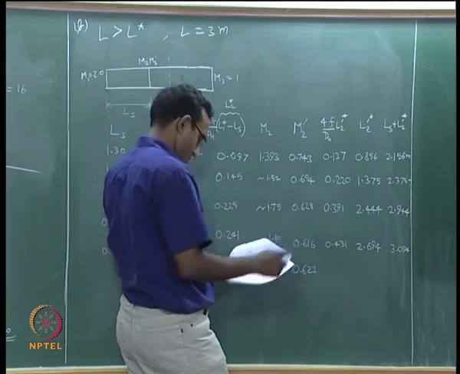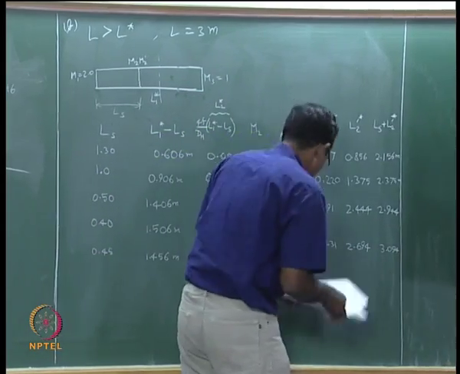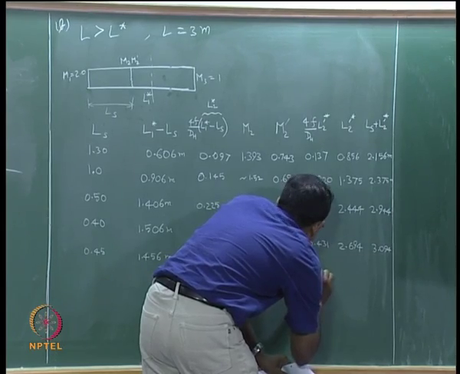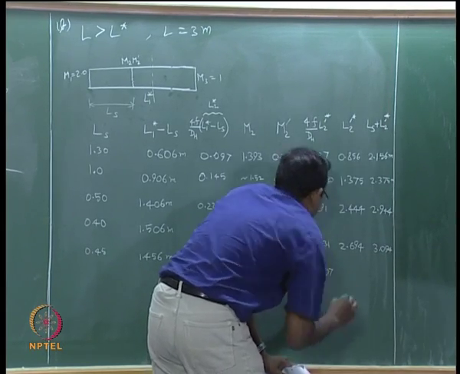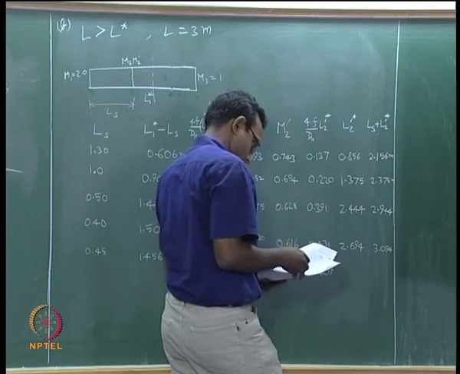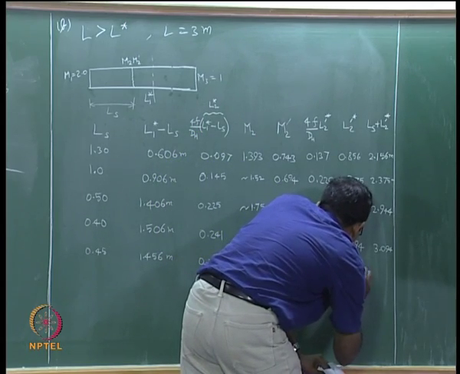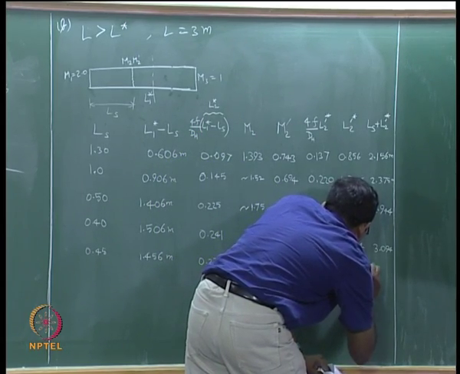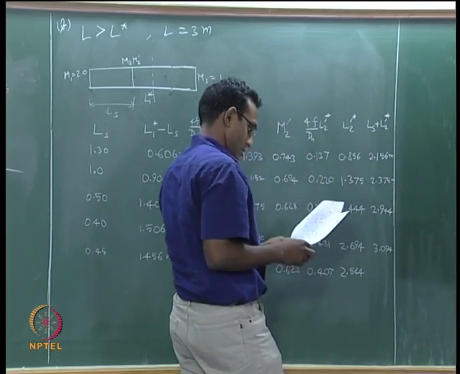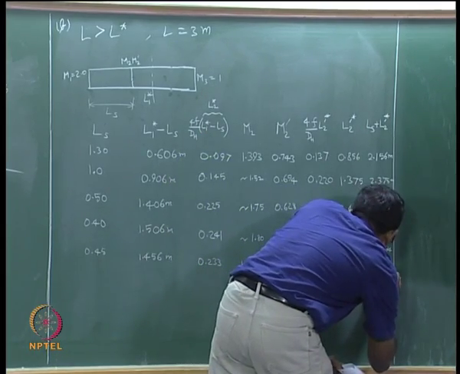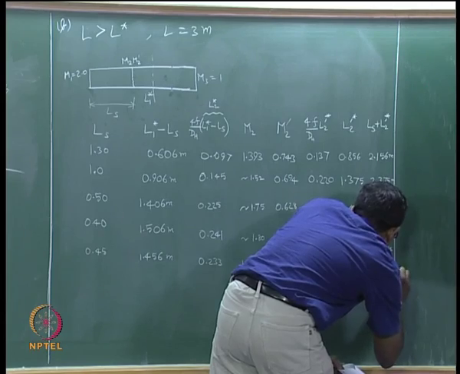From here I go back to Fanno flow tables, 0.407, and that is giving me 2.544 meters. So, I am getting 2.994.